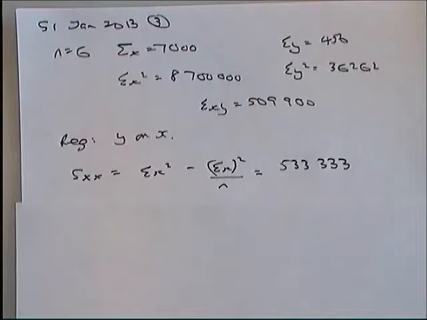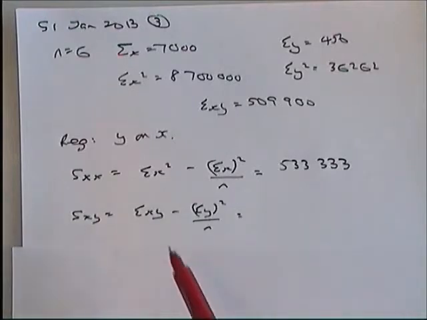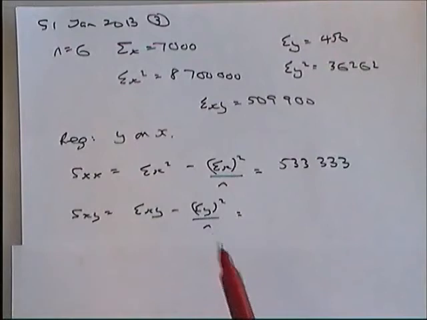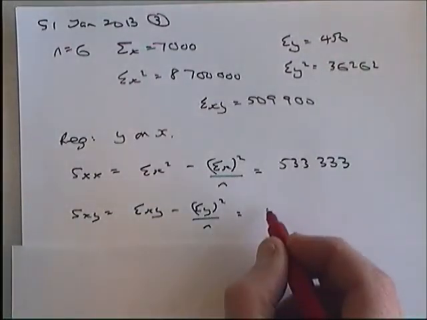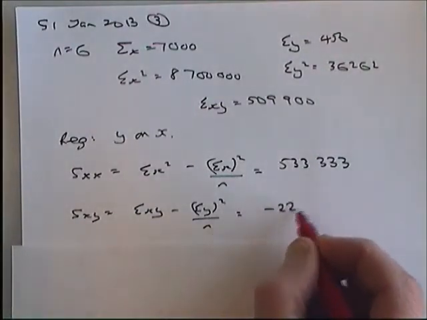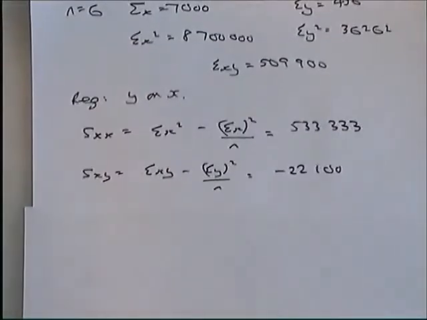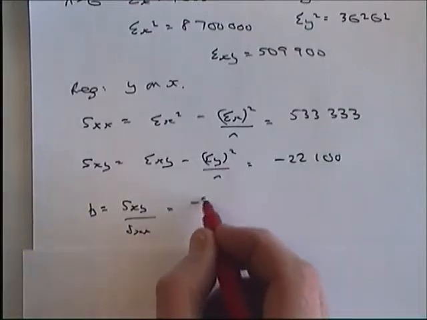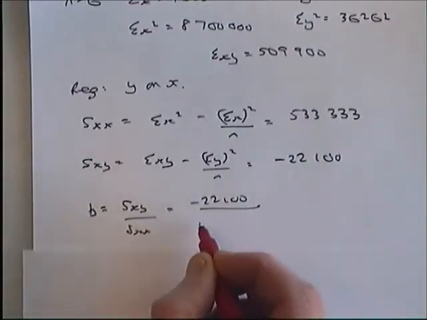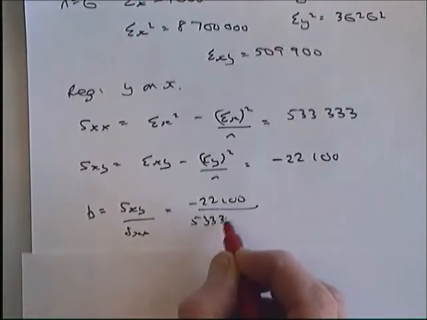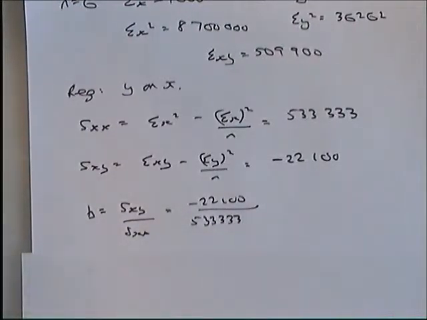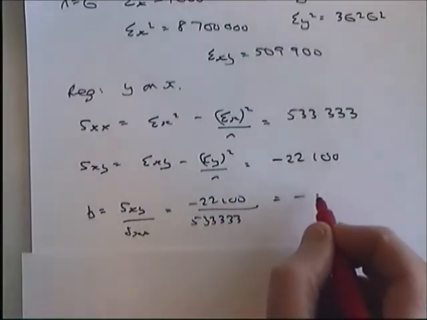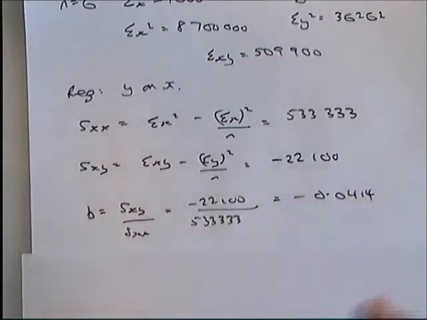533,333. You then need to work out Sxy, and again you're given these three values in the question, and if you work that out and substitute correctly you get minus 22,100. Then, the next thing to work out is the value of b, which is the slope, the gradient of your regression line, which is your Sxy number divided by your Sxx number. And again, in the exam, just double check you're writing these down correctly before you do your calculation. That turns out to be minus 0.0414.